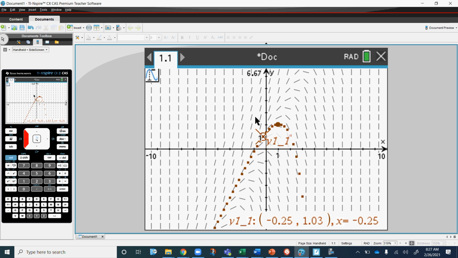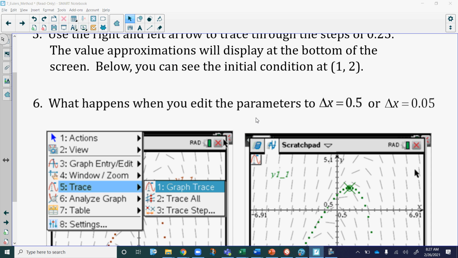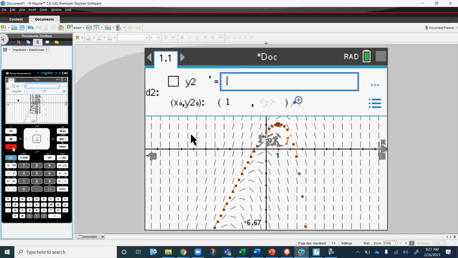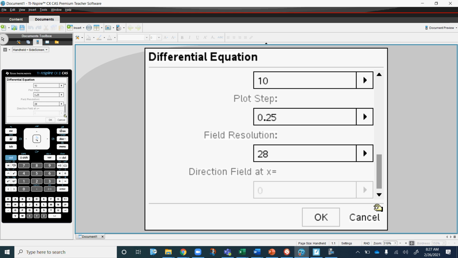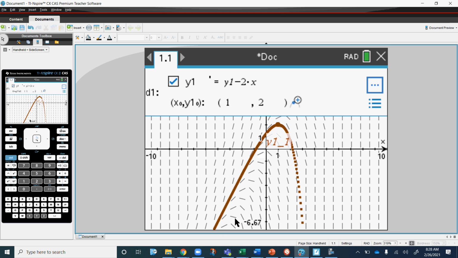And then it says, what happens if you change your delta x to 0.05? So let's hit tab here, go back up, hit my 3 dots, and go down. So instead of my plot step being 0.25, let's change it to 0.05, as it told us to do. Okay, and we click OK. And you can see here, this is going to be a whole heck of a lot more precise as far as what it's giving us for our possible solutions.